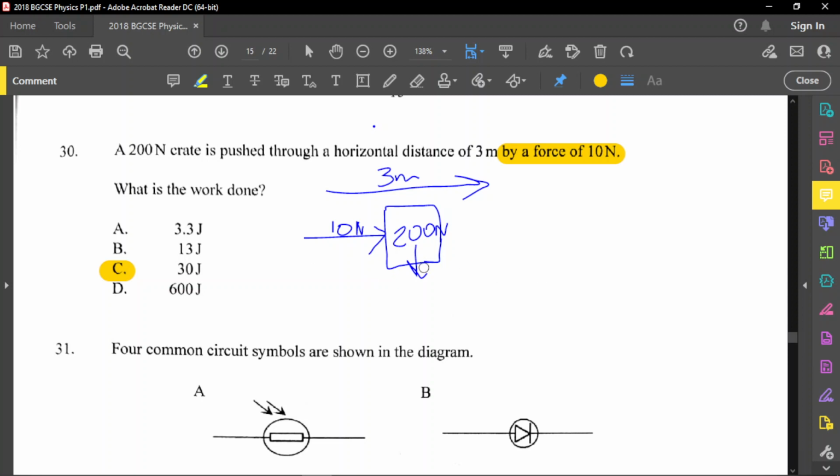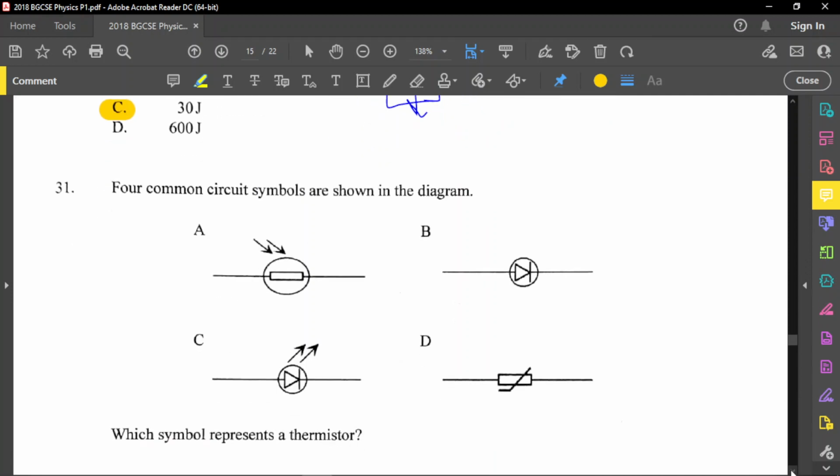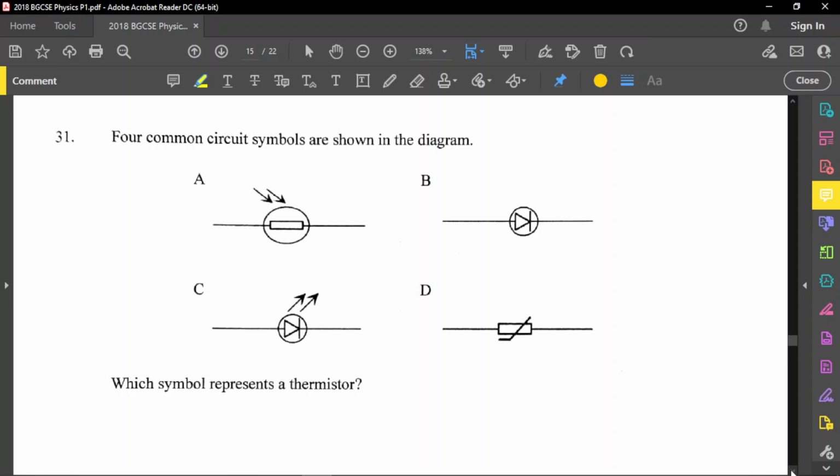By the crate itself, as an output work, it would be the 200 times 3, which gives 600. And from that, you can even calculate the efficiency, which is the work output over work input, times 100%. But this would be a really efficient machine, whatever machine they are using, because to move a force of 200 with only 10 newtons, that's a really effective machine. Way over 100% effective. All right?